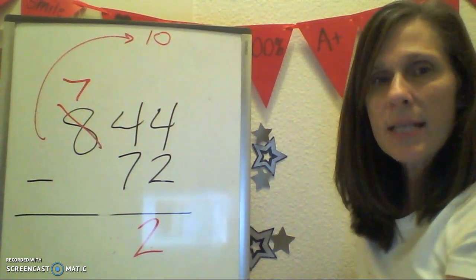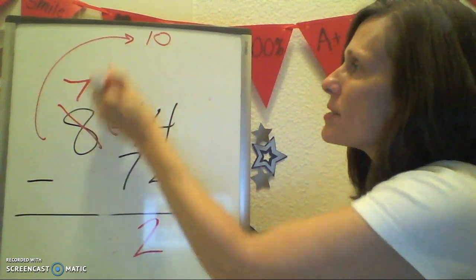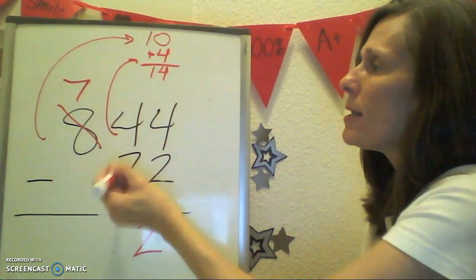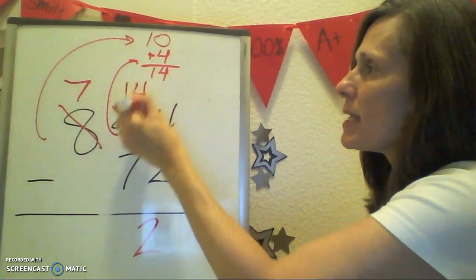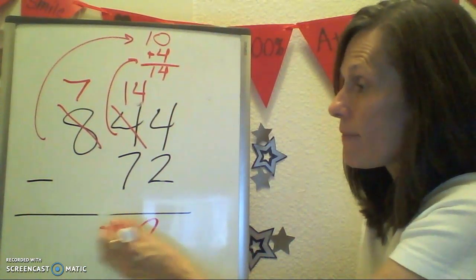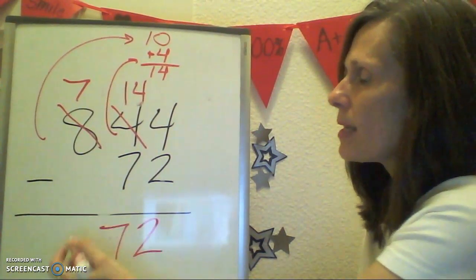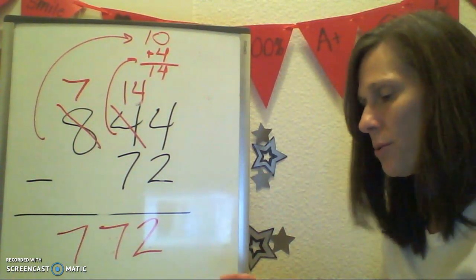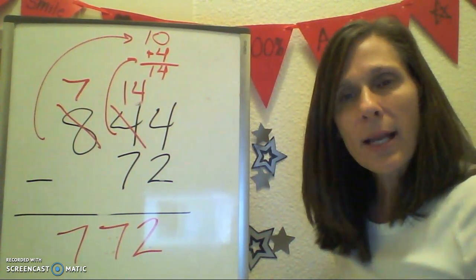Who asked for a set of 10? The 4 did. So the 4 gets together with the 10 and it becomes 14. So now my 4 is a 14. 14 take away 7 equals 7. 7 take away nothing equals 7. Final answer 772. Okay, so I hope that helps you out.